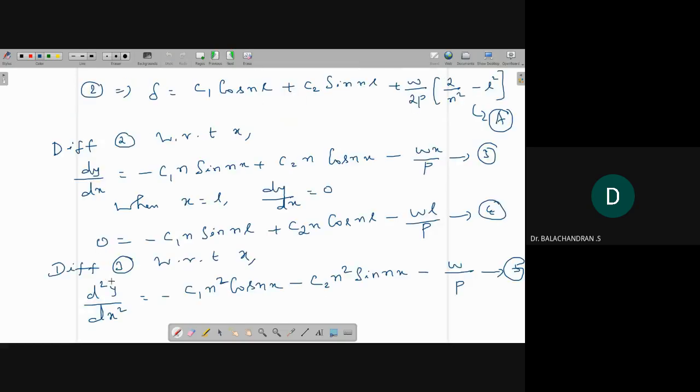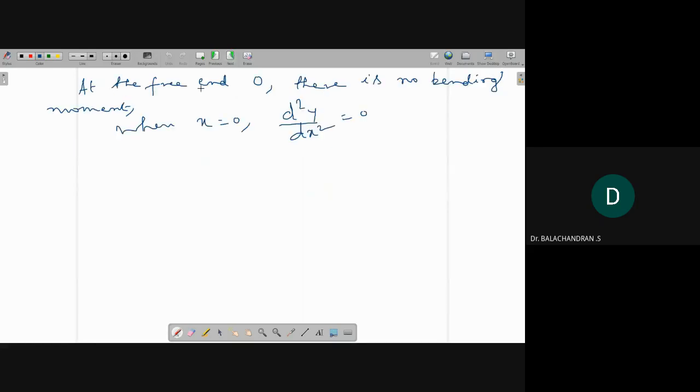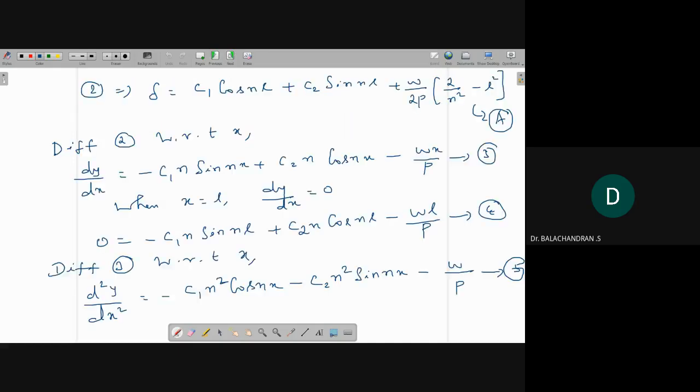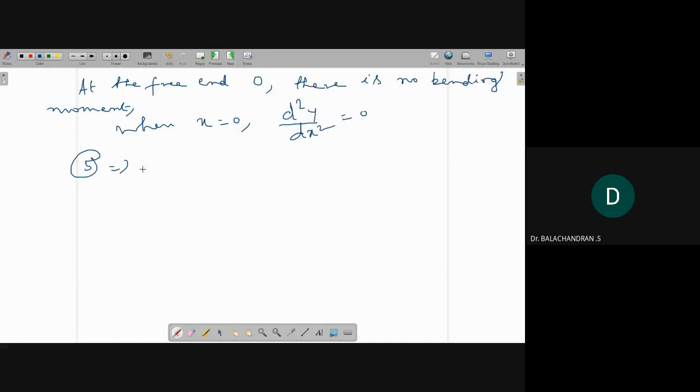So if we use second derivative equal to 0, when x is equal to 0, you have 0 minus C1 n square, this is 0, minus omega by p. So equation 5 implies 0 equal to minus C1 into n square minus omega by p. So this implies C1 n square equal to minus omega by p. I need C1, minus omega by p n square. I got C1.